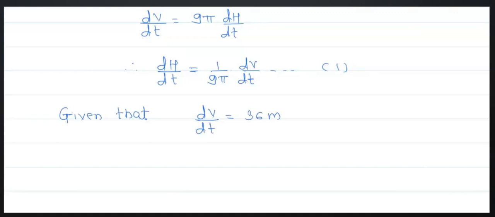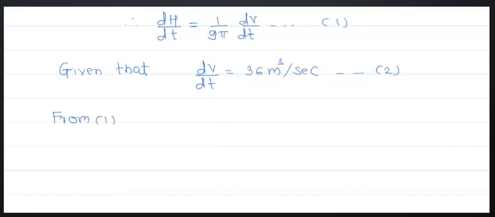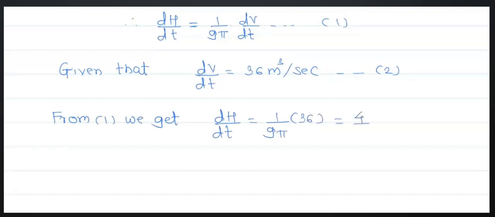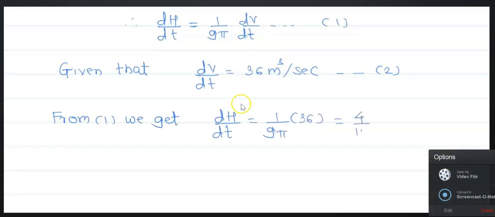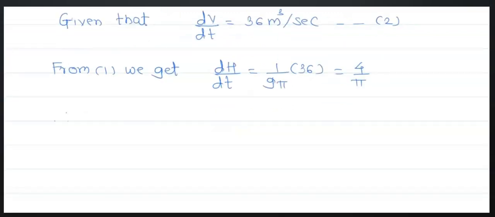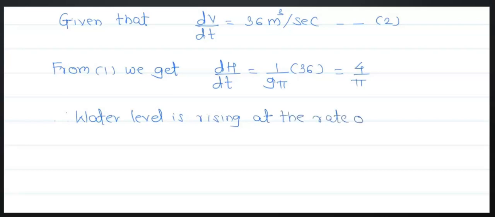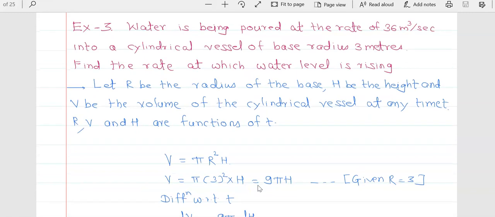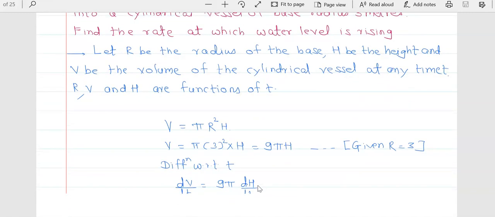Given that dV upon dt is equal to 36 meter cube per second, we substitute that value. From 1 we get dh upon dt is equal to 1 upon 9 pi into the value of dV upon dt, that is 36, and simplify it. That is equal to 4 upon pi. The water level is rising at the rate of 4 upon pi meter per second. This is the water level. Now you can see this also here. Very nice problem.